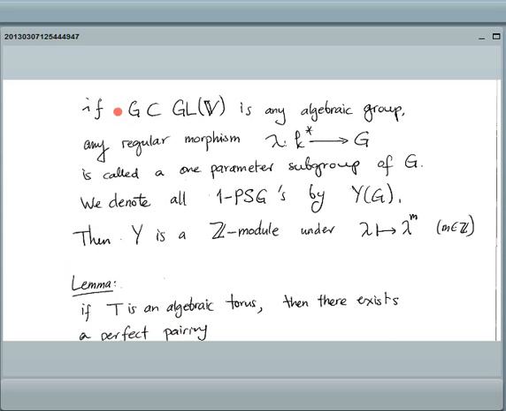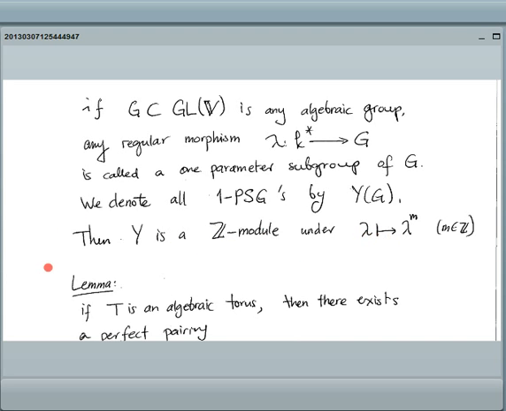We have a group G. We can look at all homomorphisms from K star to G. We call such homomorphisms one parameter subgroups of the group G. Given a vector space V, we take a linear algebraic subgroup G, and all homomorphisms from the non-zero elements of the underlying field to the group G are called one parameter subgroups. You can easily check that the collection of all one parameter subgroups is a Z module. So Z, the integers, acts on these functions. You just raise it to the nth power.